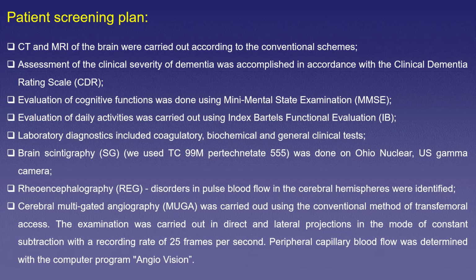Laboratory diagnostics included coagulatory, biochemical, and general clinical tests. Brain scintigraphy, SG, was done on a gamma camera, and REG was used for disorders in pulse blood flow in the cerebral hemispheres were identified. MUGA was carried out using the conventional method of transfemoral access. The examination was carried out in direct and lateral projections in the mode of constant subtraction with a recording rate of 25 frames per second. And peripheral capillary blood flow was determined with the computer program called AngioVision. Next slide.